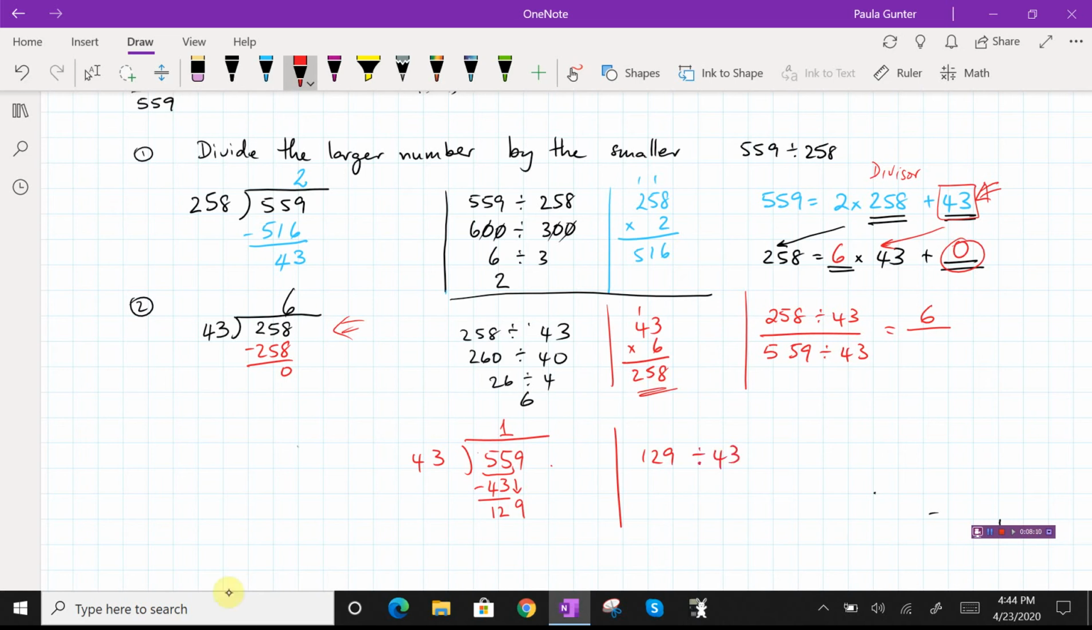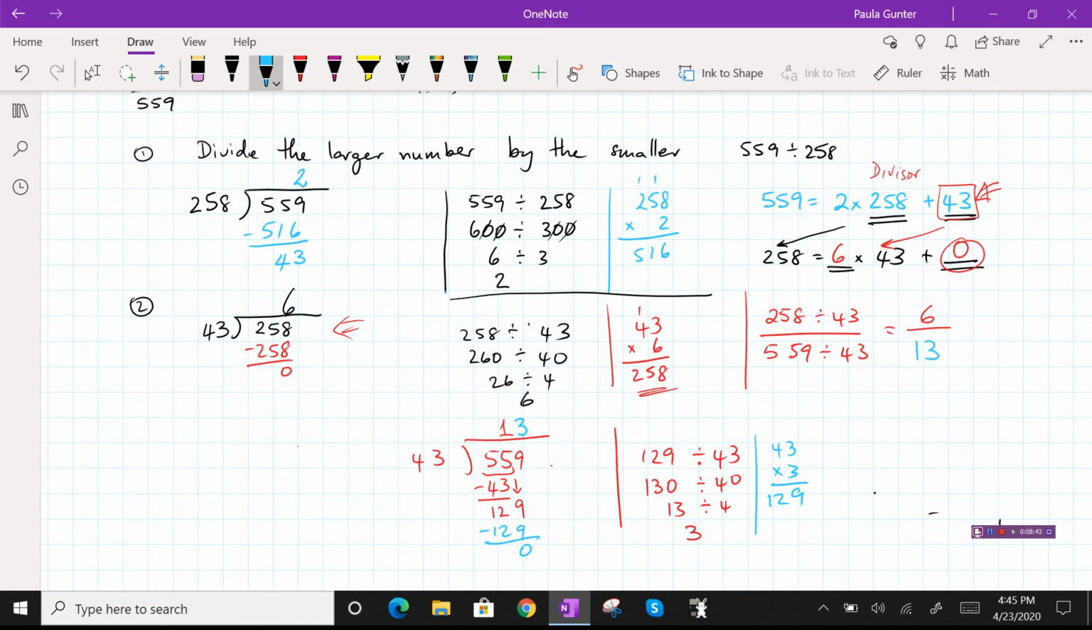And whether you want to round this to the nearest tens, so 130 divided by 40, what is 13 divided by 4? 4 into 13 goes 3 times, so we're looking at writing 3 here. And then 43 times 3. 3 3s 9, 3 4s 12, so we subtract 129. 43 goes evenly into 559, the denominator 13.